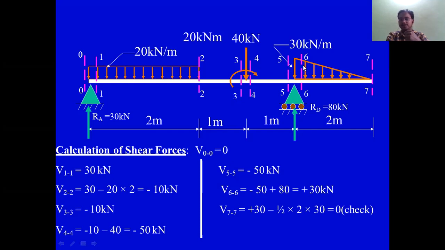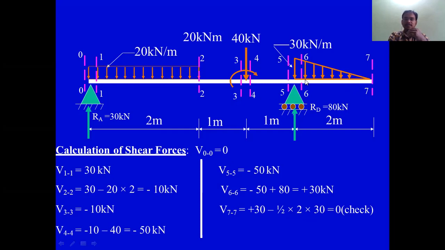Now again, after minus 50 you have section 6-6. V66 is minus 50, and from the bottom it is 80, so it is plus 80, so it is plus 30. At section 7-7 we should get 0, no? So how will it be, let us see. This is plus 30. Next, half into base into height, half into this base here, it is 2, and its height is 30. So the 2 and the half cancel, and 30 minus 30 is 0 only.